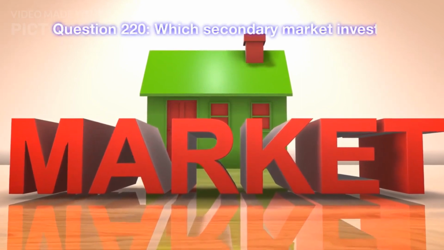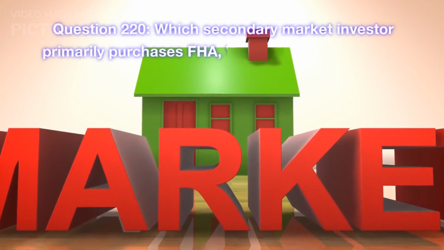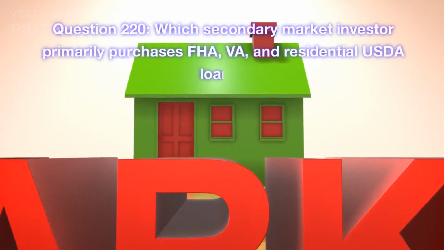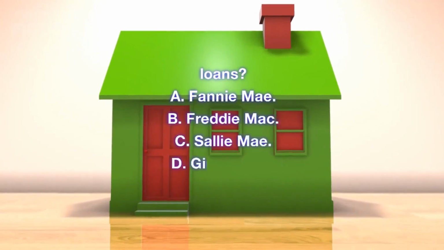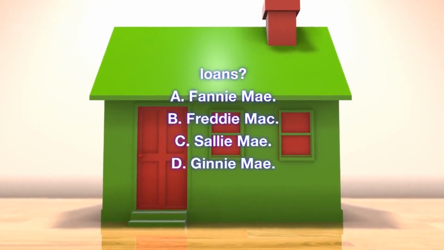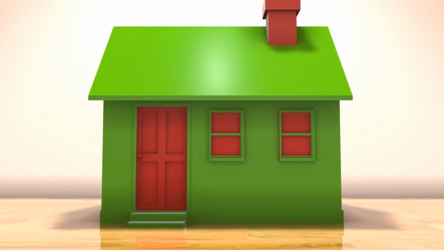Question 220. Which secondary market investor primarily purchases FHA, VA, and residential USDA loans? A. Fannie Mae. B. Freddie Mac. C. Sallie Mae. D. Ginnie Mae. Correct answer is D. Ginnie Mae.